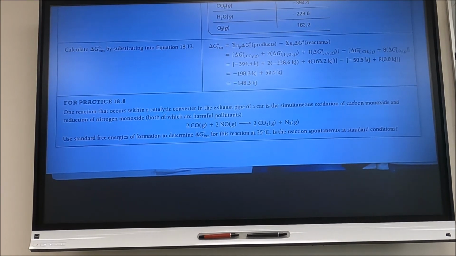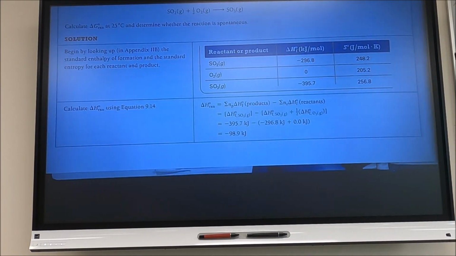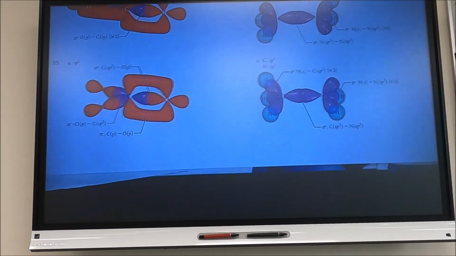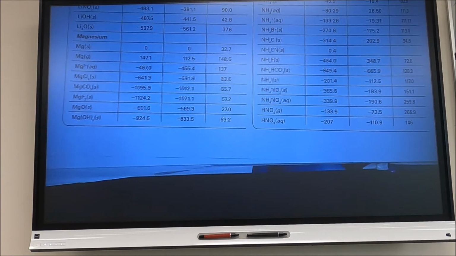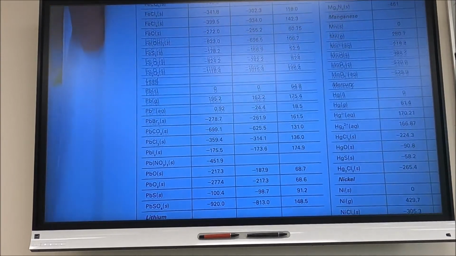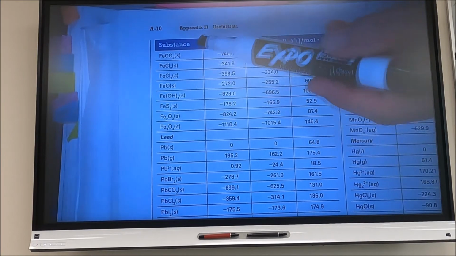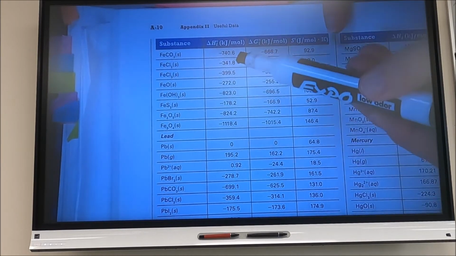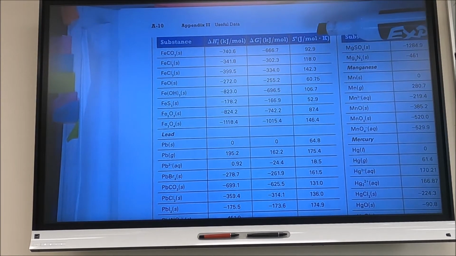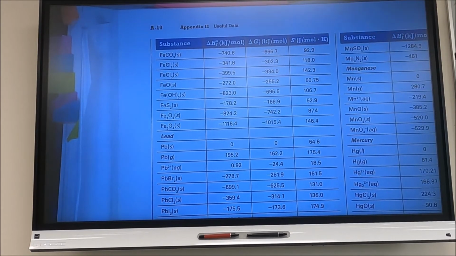Now, let's look at our Gibbs free energy table. Okay, so we're going to flip to the appendices. Back here, we're going to go to Appendix A. Now, if we look at Appendix A here, you can see the first column here is our delta H values, then our delta G values, and then our S values. Okay? Notice most of the delta G zeros of formation are negative. Some of them are positive, but lots of them are negative.